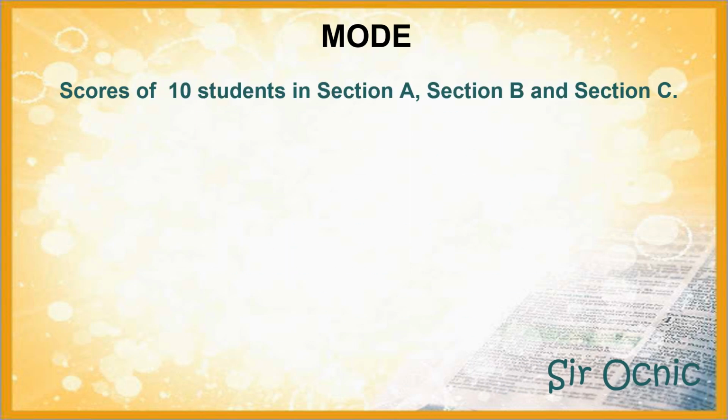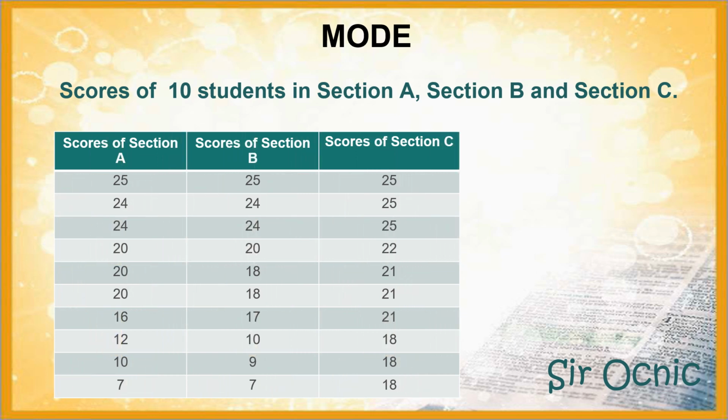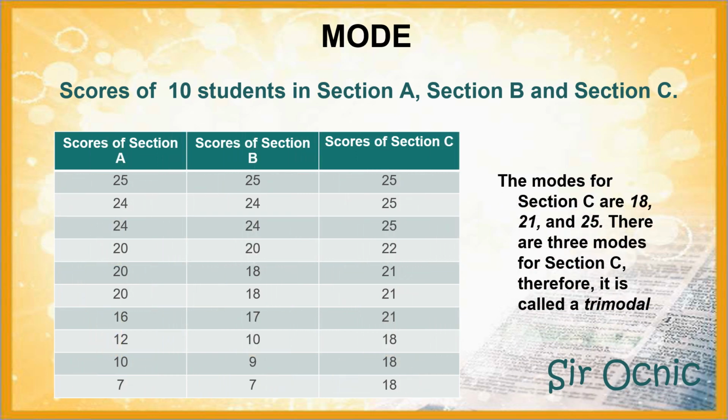Let us now consider the scores of students from section C. The modes for section C are 18, 21, and 25. There are three modes for section C. Therefore, it is called a trimodal.